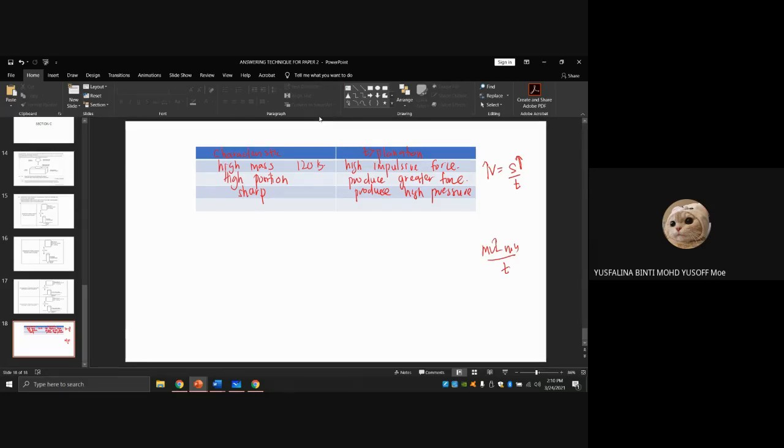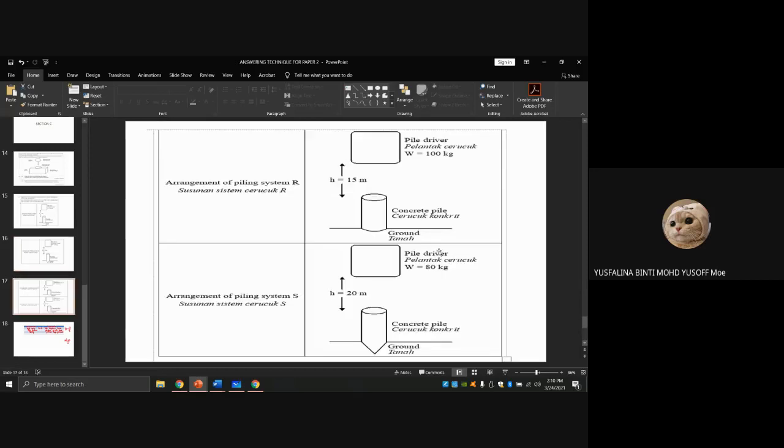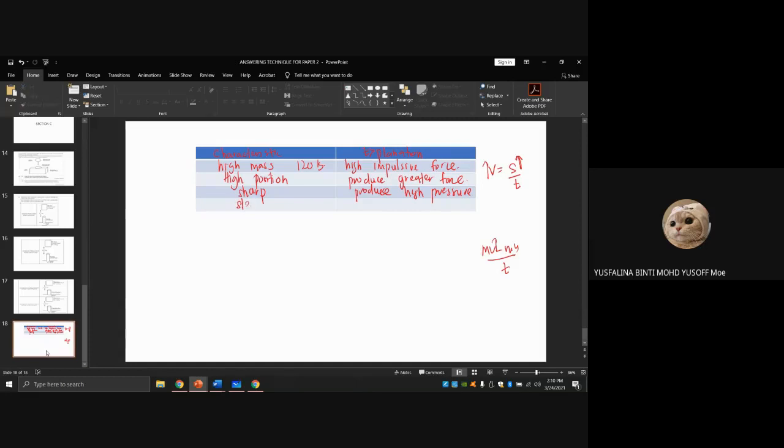And then the last one is you have to compare the material. This one they made from steel, and this one they made from concrete. So which one you have to choose, steel or concrete? Steel. So we put the answer here: steel, because stronger.